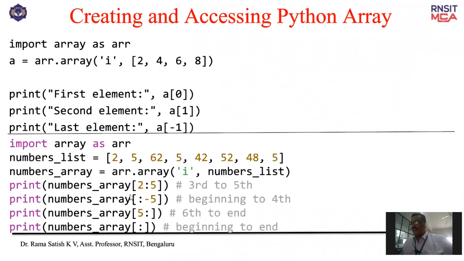And you can print. 2:5 means from position 2, with positions 0, 1, 2, 62 it starts, 3, 4. So 62, 5 and 42 are printed. Minus 5: minus 1, minus 2, minus 3, minus 4, minus 5. Minus 5 is this. 5 colon means from the fifth location onwards, 0, 1, 2, 3, 4, 5, it will print till the end.